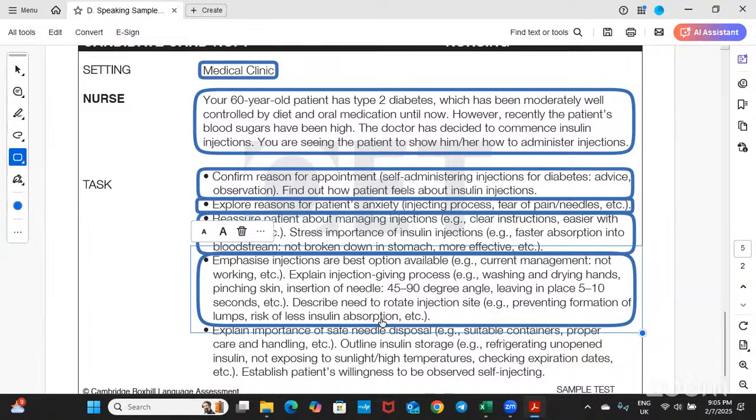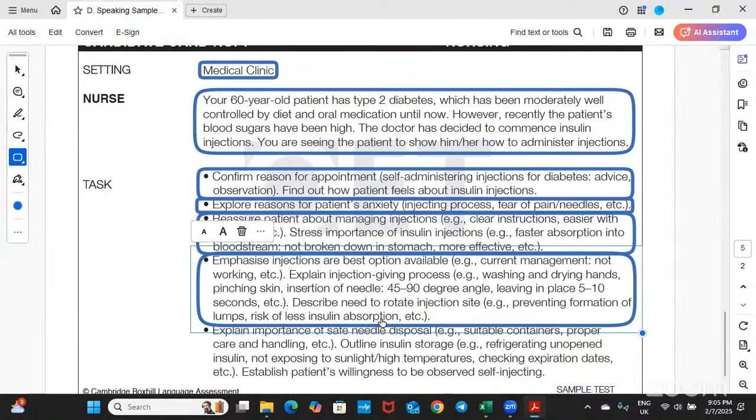And then you have to describe rotating the injection site. There are 5 injection sites. The left and the right shoulders, the left and the right inner thigh region, and then the area surrounding the umbilical cord. So these are the 5 sites. The best site is the area around the umbilical cord, the belly button. So these are the 5.